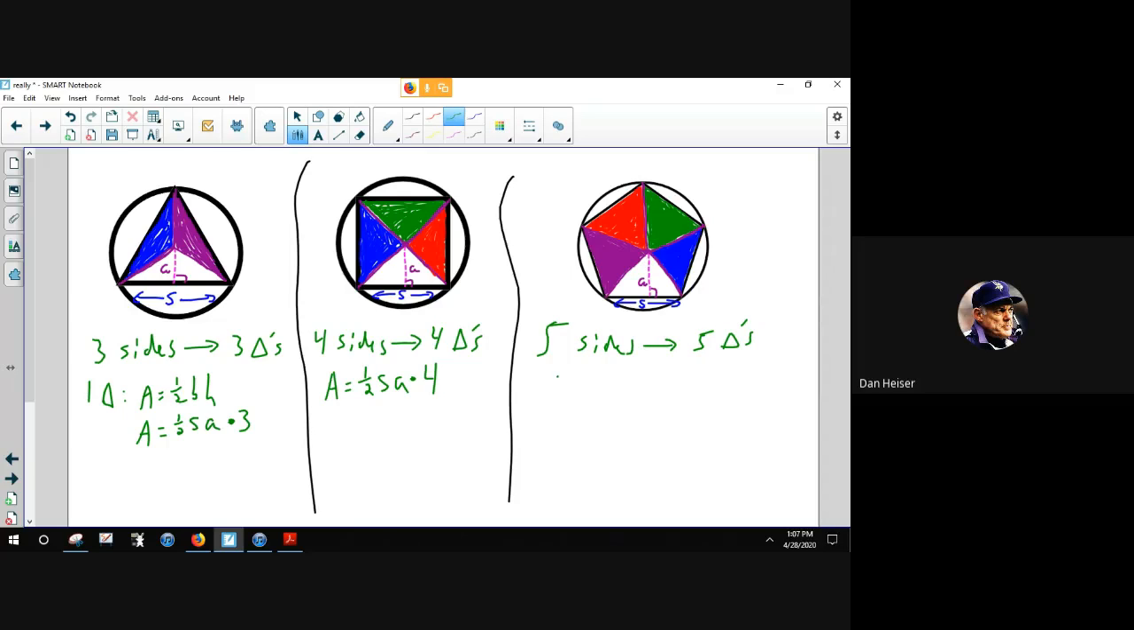Each triangle is 1/2 SA, and then again we multiply by 5. And let's take a look at what's going on here. Every time I add a new side, this multiplier goes up by 1.